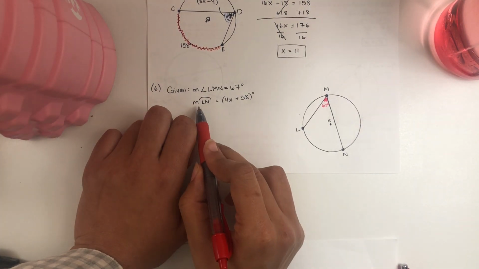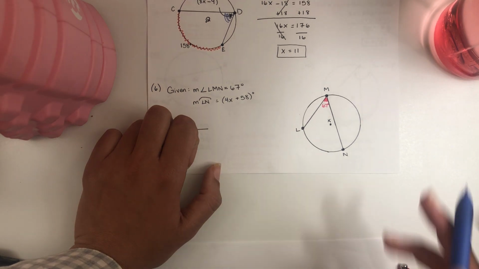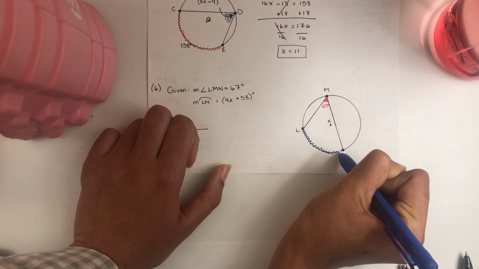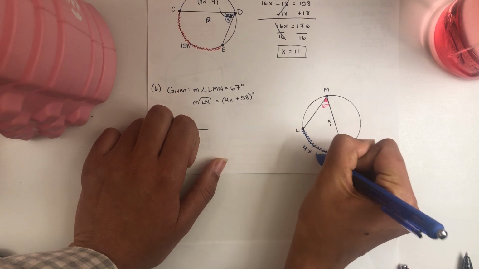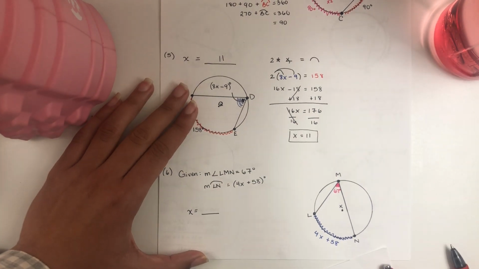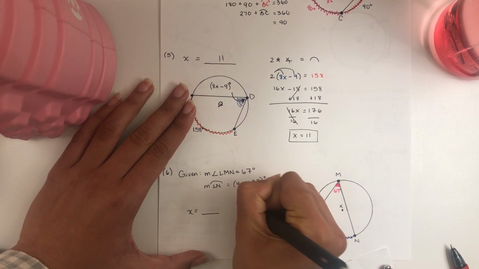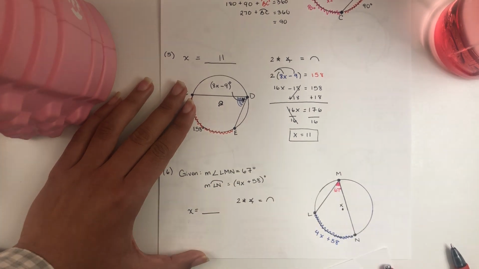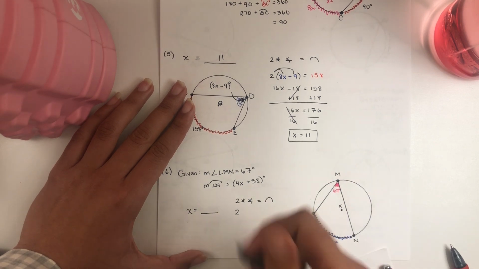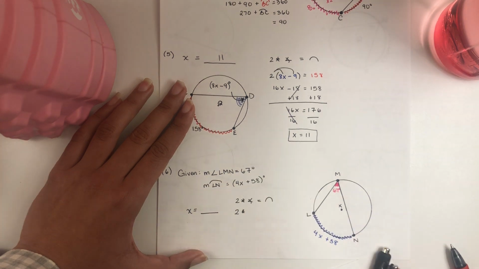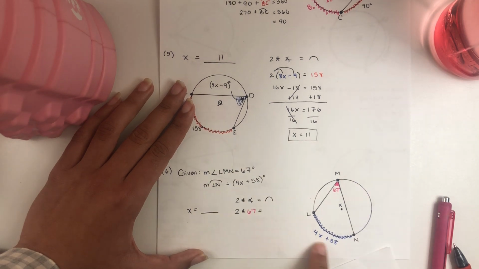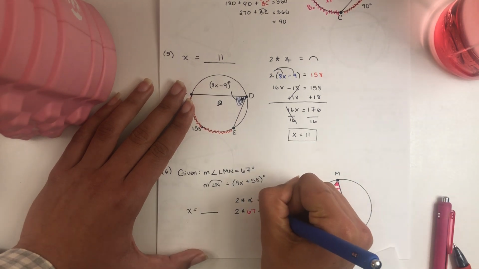Next it says, measure of arc LN is 4x plus 58. So the arc from L to N is 4x plus 58. We're doing the same thing we did up here, right? So I'm going to start off with the formula we came up with. 2 times whatever the angle is going to give you the arc. So 2 times, what was my angle? 67. Will give you whatever the arc is. You don't do anything to the arc. What was my arc? 4x plus 58.